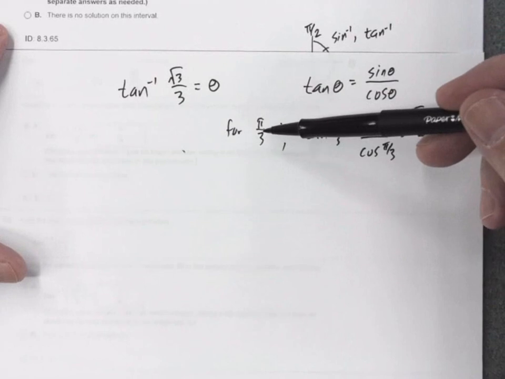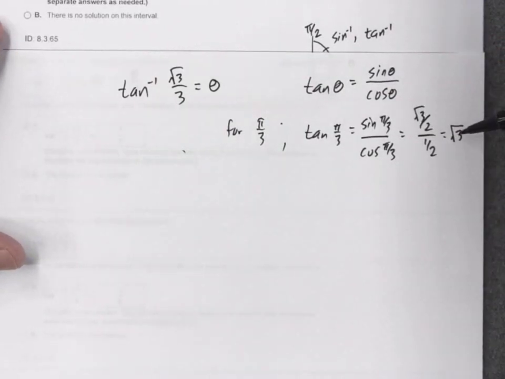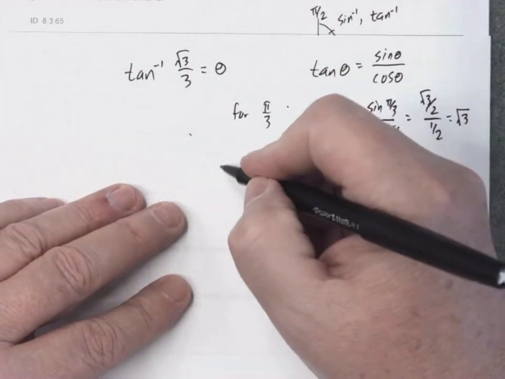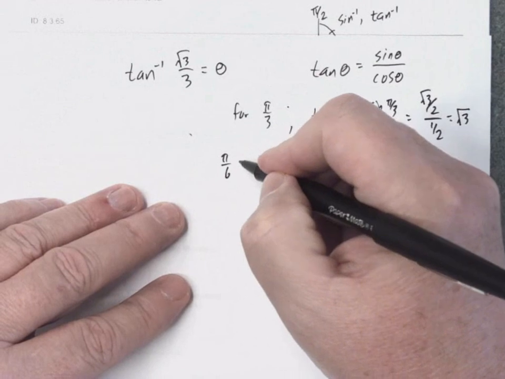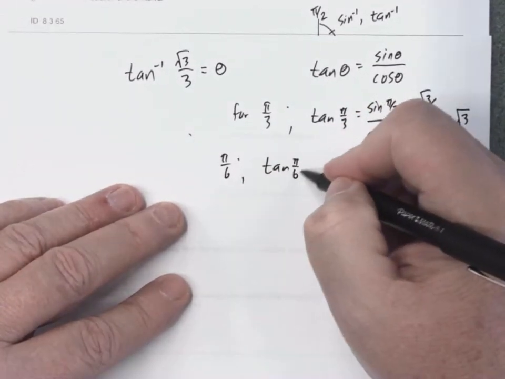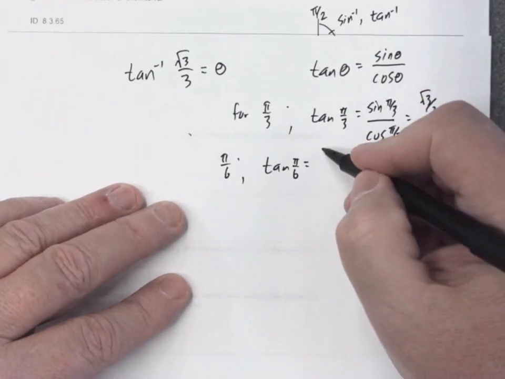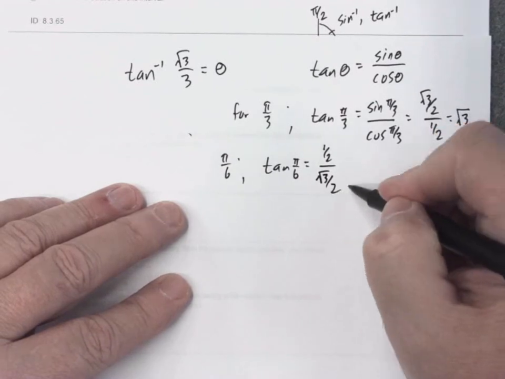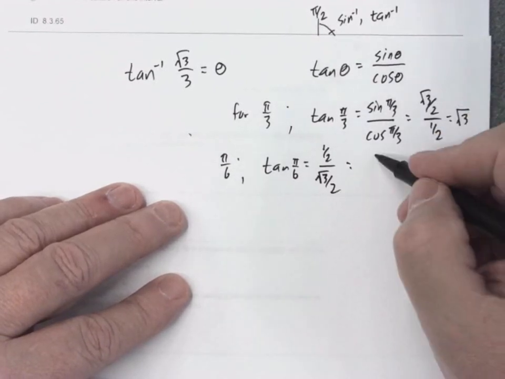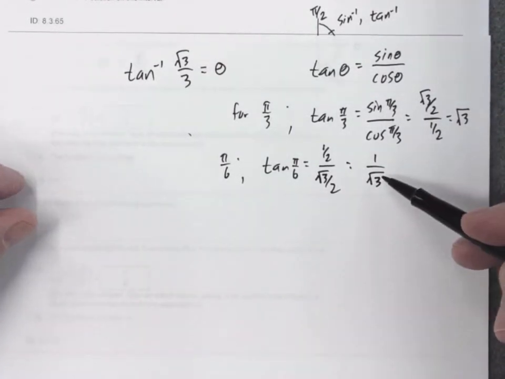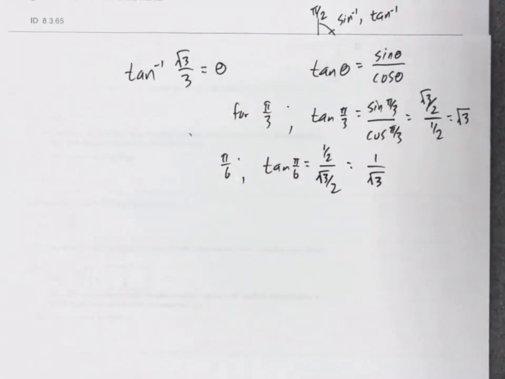Well, for pi over 3, the tangent is square root of 3, so that's not the angle I'm looking for. Let's try the other one. I said the other one was pi over 6. What happens at pi over 6? Well, at pi over 6, the sine is 1/2. The cosine is square root of 3 over 2. You simplify this, and you get 1 over square root of 3. And once again, that's not what I'm looking for.